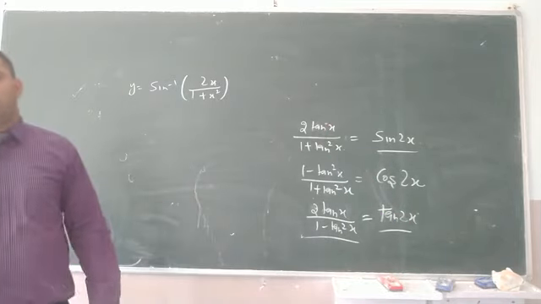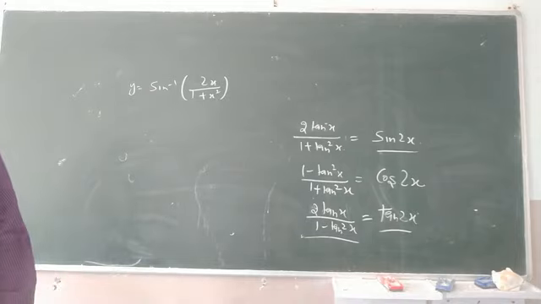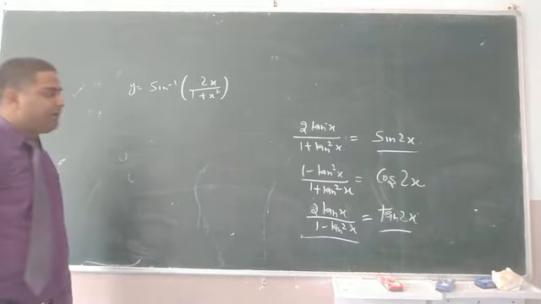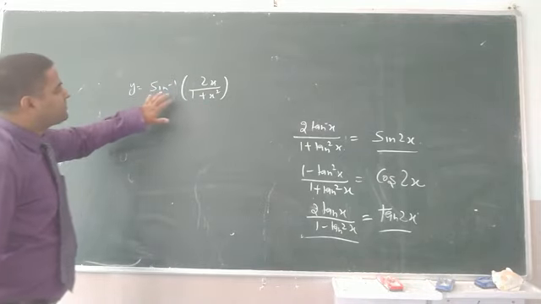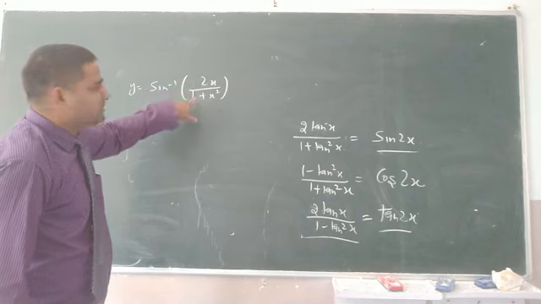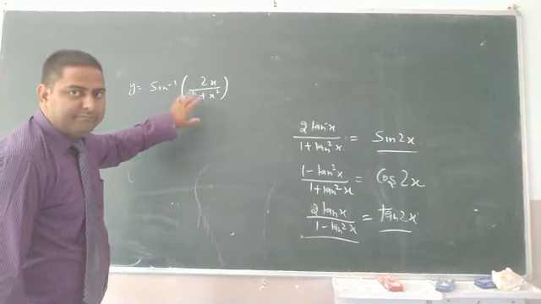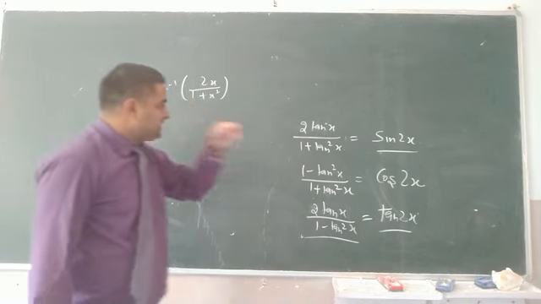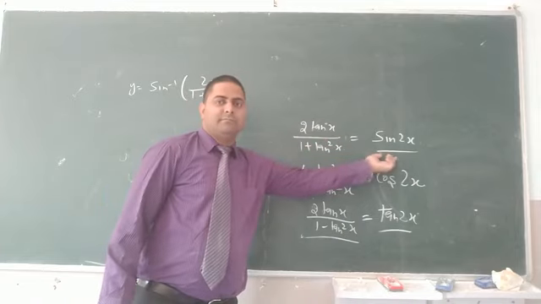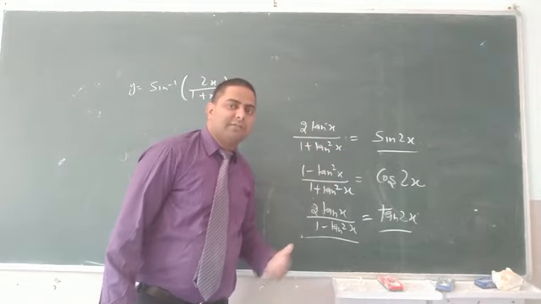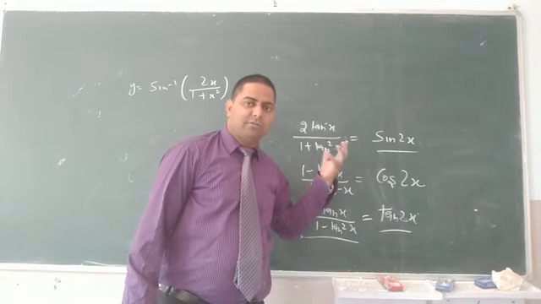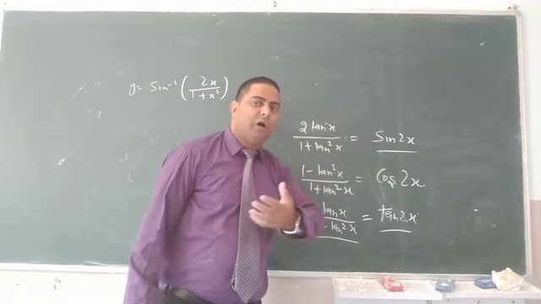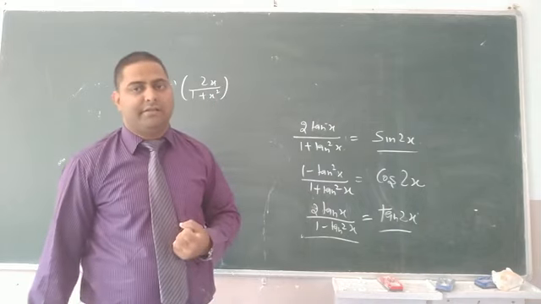So, keep in mind these three formulas. Now, we are going to use these three formulae one by one. Here, the question is y equals sine inverse of 2x upon 1 plus x square. Why are we converting it into sine? Because sine inverse and sine cancel out. So, we get only one inverse trigonometric function.